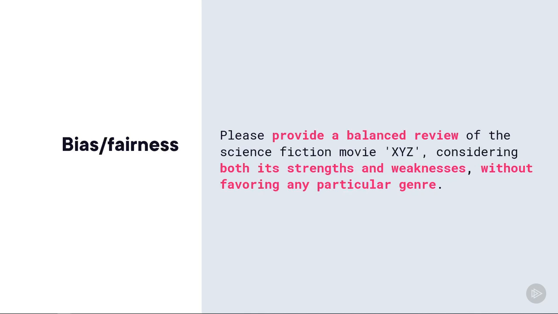To help mitigate bias, prompts can be explicitly designed to encourage neutrality and to cover multiple viewpoints. So asking it to provide a balanced view, consider strengths and weaknesses without favoring any particular genre for this movie in the example. And remember, AI models don't personally have biases or opinions, they're just creating responses based on the data that they were trained on. But because that data might include bias, it can be helpful to instruct them to include multiple viewpoints.